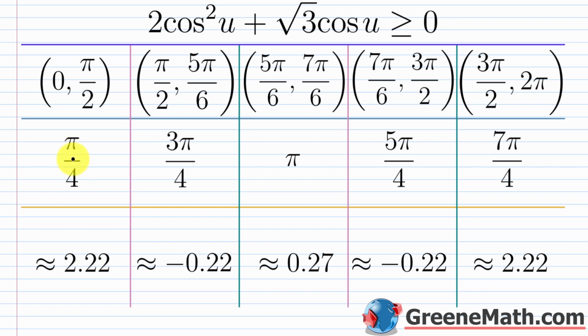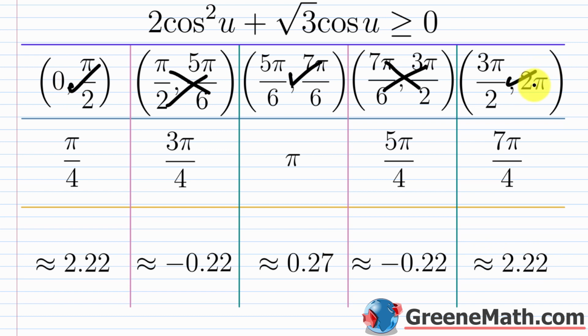So here, if you plug in pi over 4, you get about 2.22. So yeah, this would work. Here, if you plug in 3 pi over 4, you get about negative 0.22. That's negative. That won't work. Here, if you plug in pi, you get about 0.27, so that's positive, so that would work. Here, if you plug in 5 pi over 4, you get about negative 0.22, so that's not going to work. And then here, if you plug in 7 pi over 4, you get about 2.22, so that's going to work.